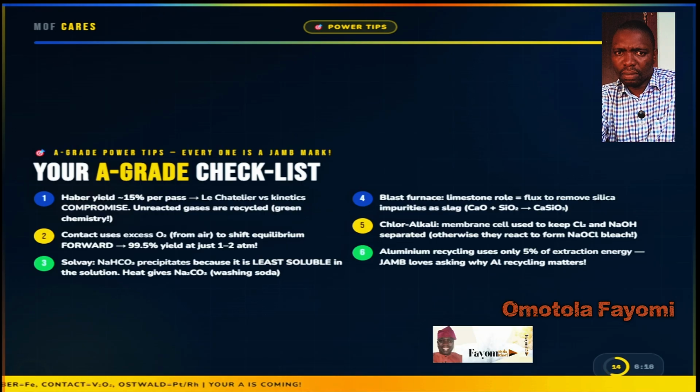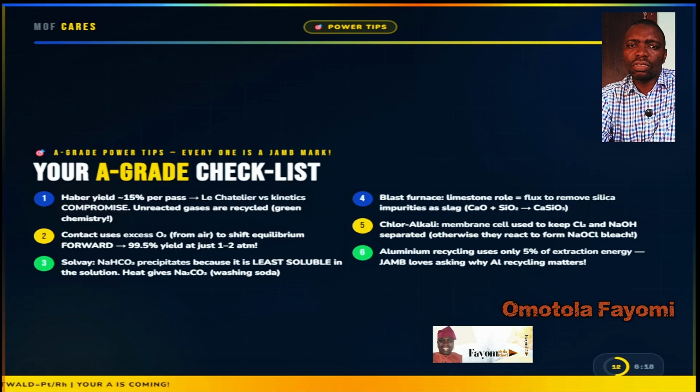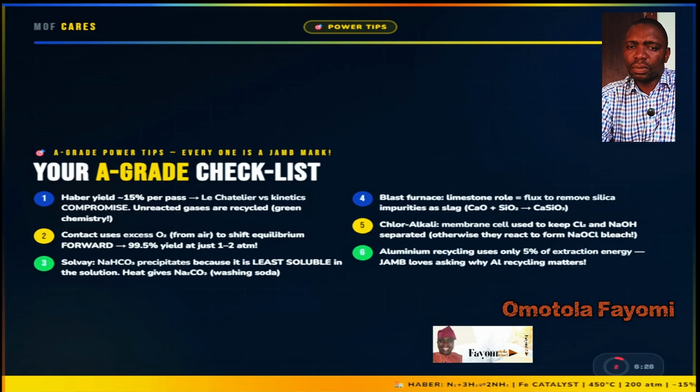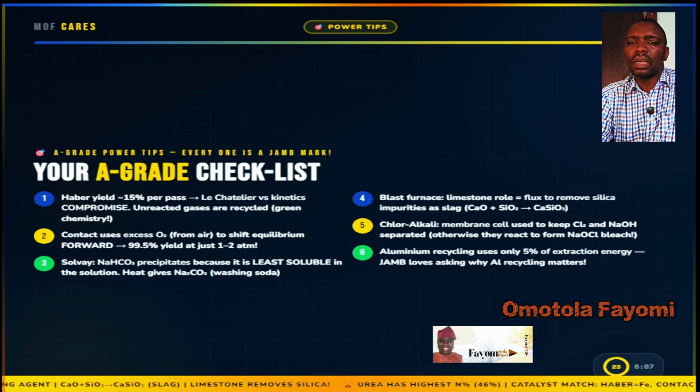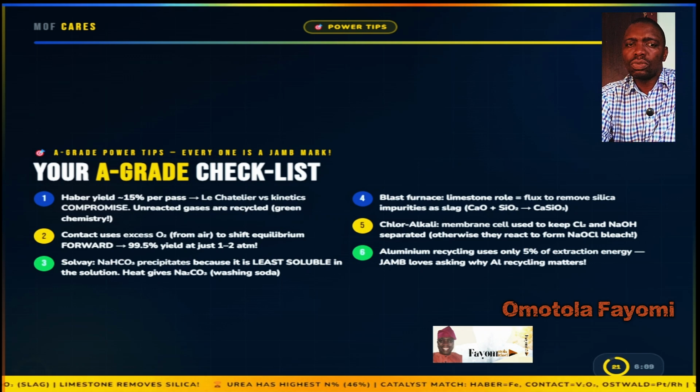But the fourth one, in the blast furnace, limestone does not act as a reducing agent. Its role is as a flux. Calcium carbonate decomposes to calcium oxide, which reacts with acidic silica impurities to form the slag that can be separated from the iron. Students who say limestone is a reducing agent lose the mark.